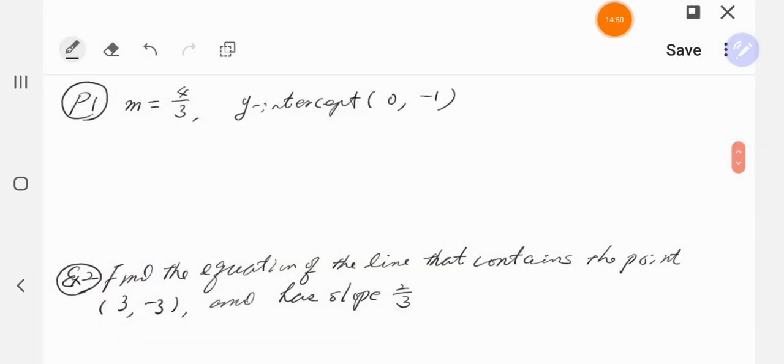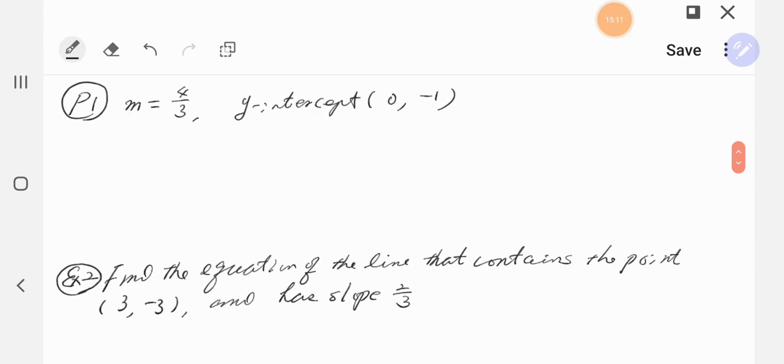Okay, problem 1. We want to find the equation of a line whose slope is 4/3 and passing through this y-intercept, (0, -1). The y-intercept is given. When we write an equation, we need two things: slope and point. Don't forget, slope and point. Slope is given, point is given.